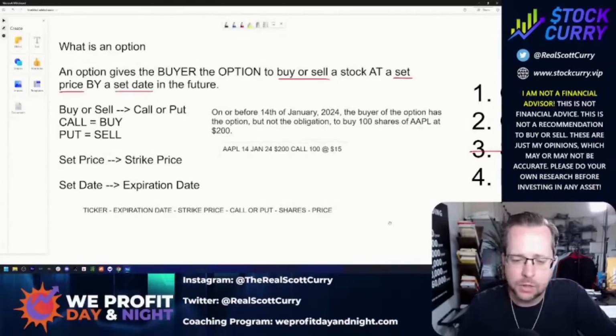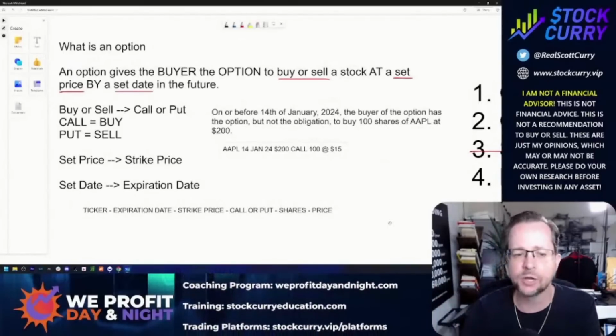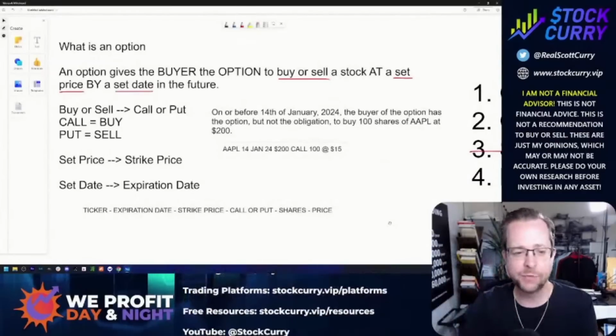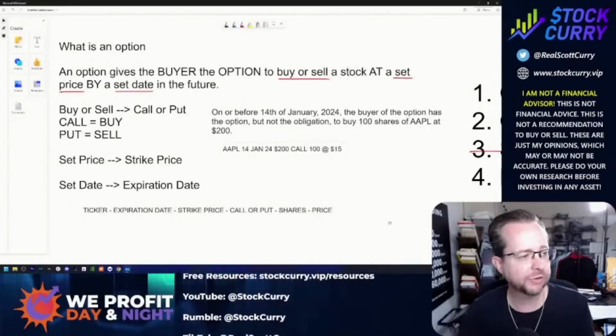So, understanding this is very important to understanding covered calls. Before we move on, are there any questions on this? Any questions at all?